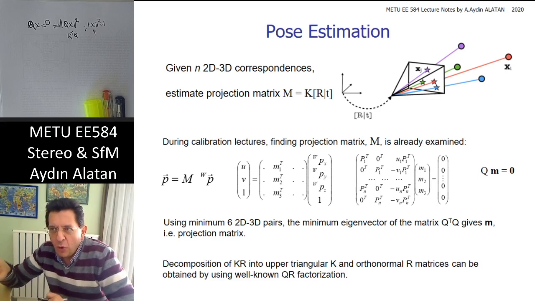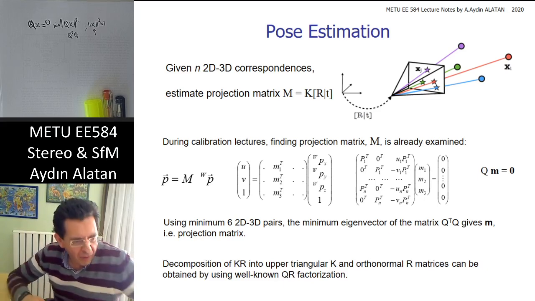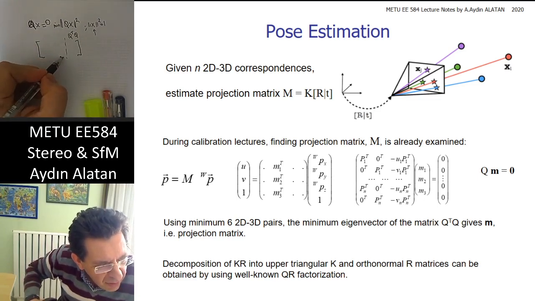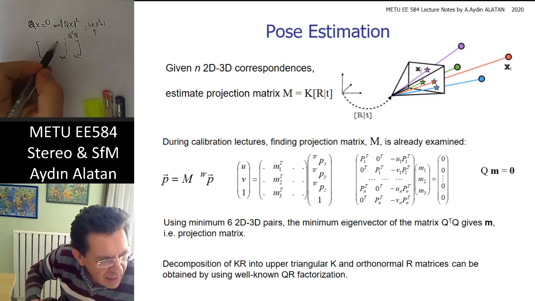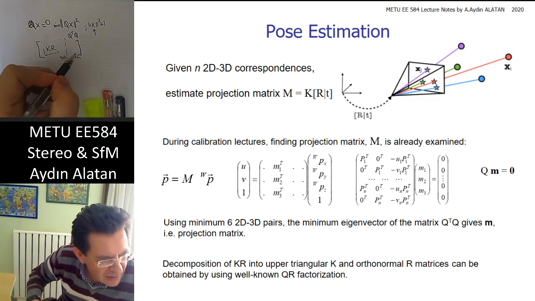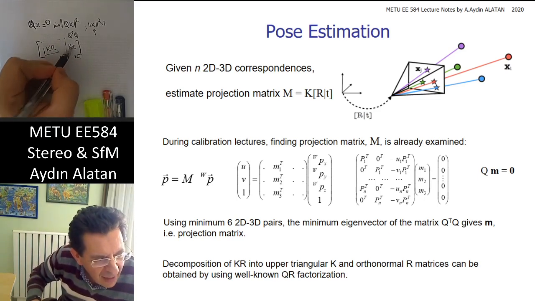I showed a relatively heuristic method at that time, but I can say that for the decomposition, note that I obtain this M. The first part is 3 by 3. This is 3 by 1. Now this part is equal to K times R, and this part is equal to K times T.